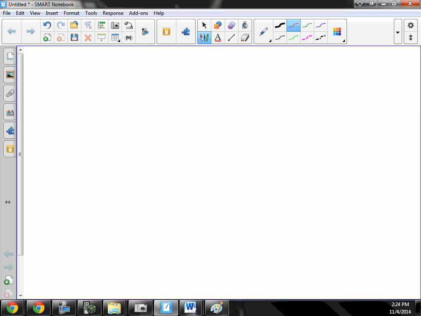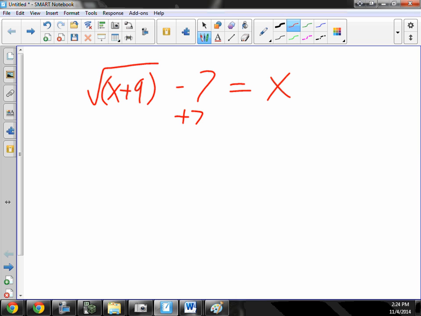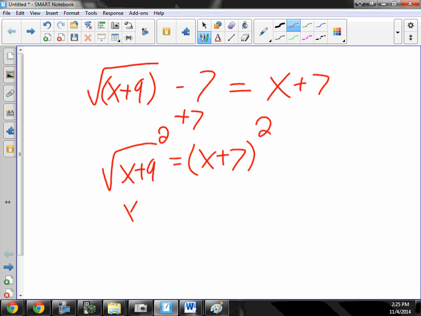Okay, so the square root of x plus 9 minus 7 equals x. This is not one on your worksheet. So in order to square this, I need to move the 7 to the other side. Add 7, equals x plus 7. So I square both sides. And I get x plus 9 equals x squared plus 14x plus 49.